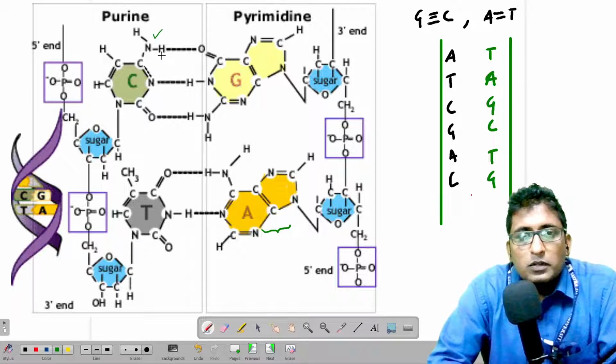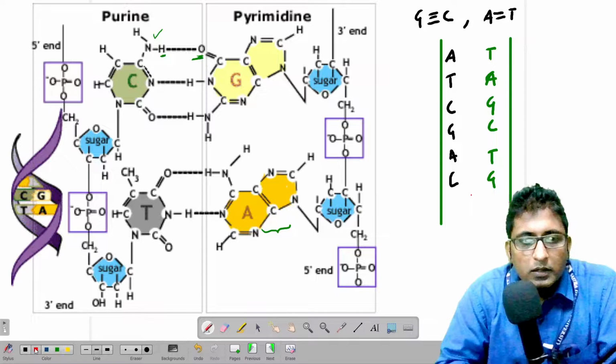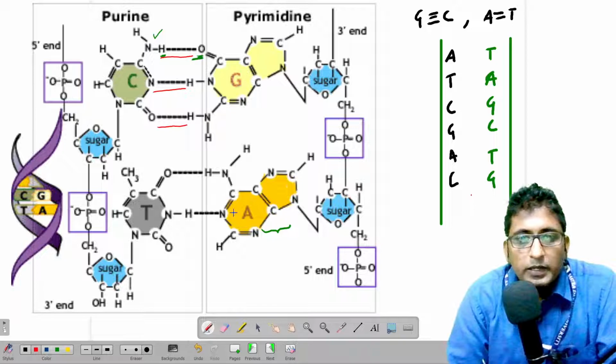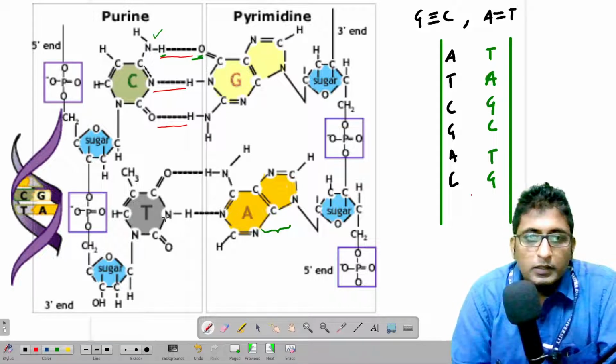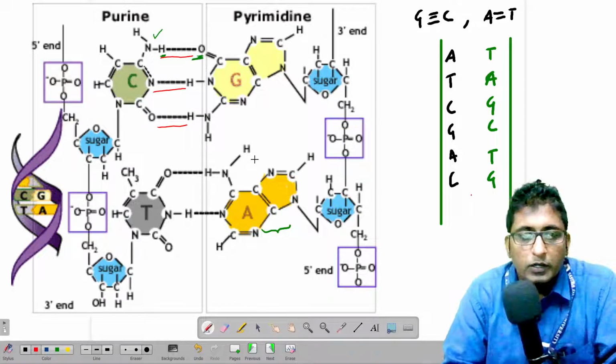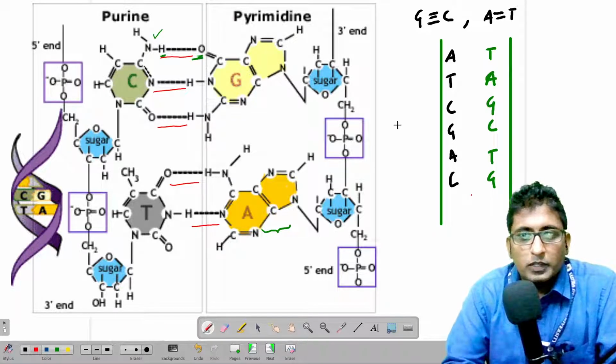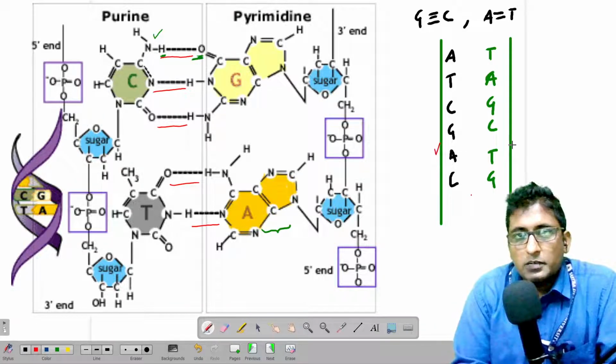The hydrogen bond formation between the amino group of cytosine and the keto group of the oxygen here will determine the hydrogen bonds. So there are three hydrogen bonds that can form between cytosine and guanine. Similarly, between adenine and thymine, and also in RNA, adenine and uracil, can form two hydrogen bonds. And that is how the information present in one strand can determine the sequence in the other strand.